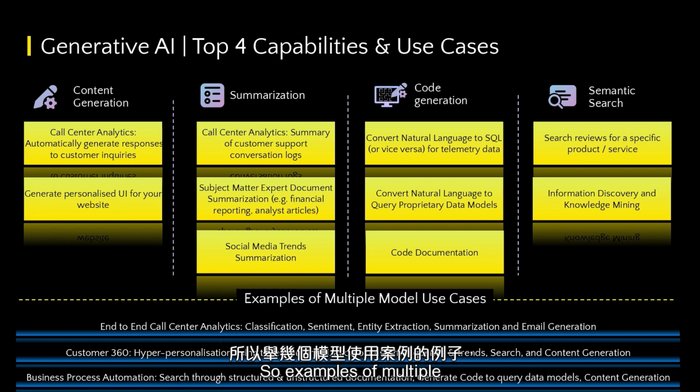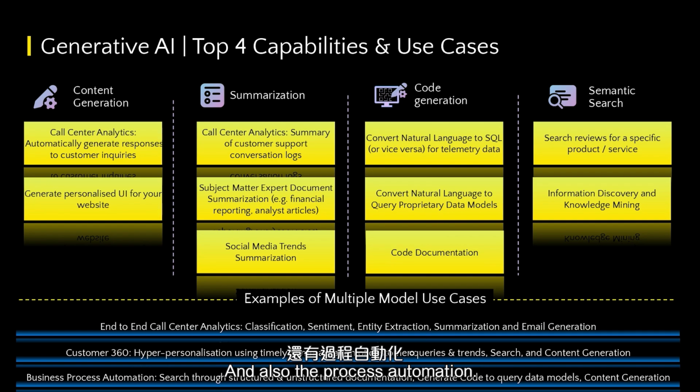An example of a multiple-model use case is the end-to-end call center, like I just mentioned. Another is the Customer 360 view, where we can understand the customer. It's also summarization, but in the real world it's about how we adopt generation, summarization, and semantic search together.